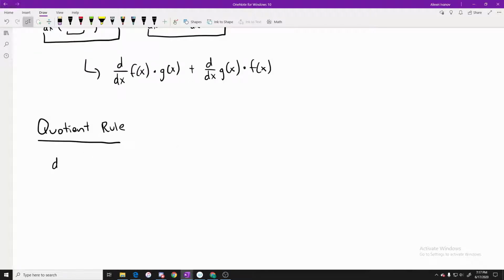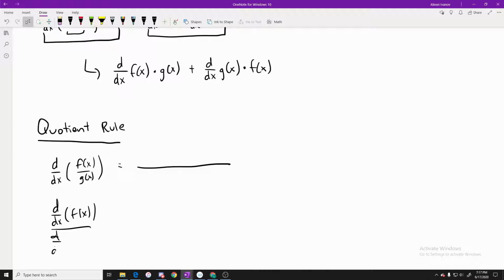Now the quotient rule is just like it sounds. If we have the division of two functions, this will also be a sort of formula. It's not just equal to the derivative of f of x over the derivative of g of x. These two are not equal to each other. So it is another formula, and I will be giving it here. It's similar to the product rule.